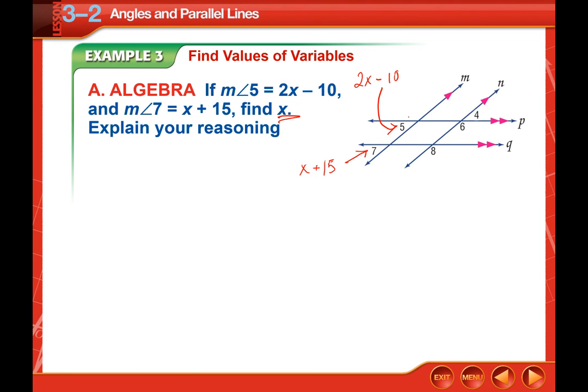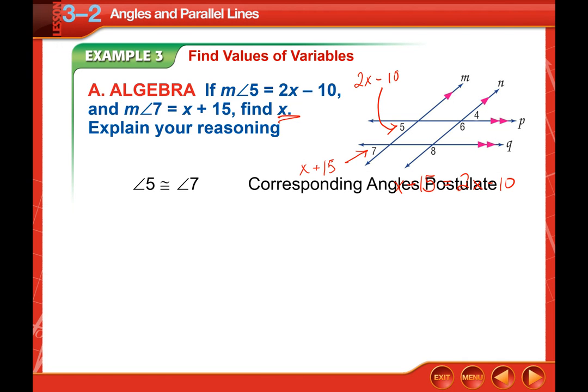Okay, these two angles are corresponding angles. They're on the same side of a transversal. They're also on the same side of parallel lines. Corresponding angles are congruent to one another. So I would expect to see something where x plus 15 is equal to 2x minus 10, and then we can solve for x.